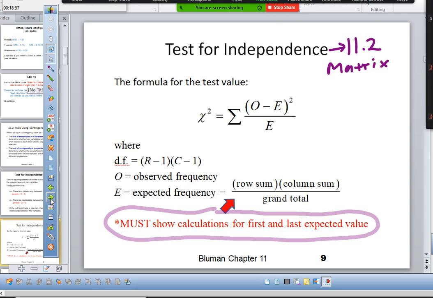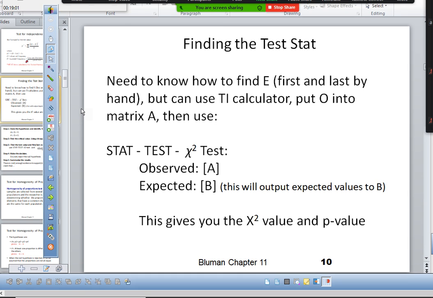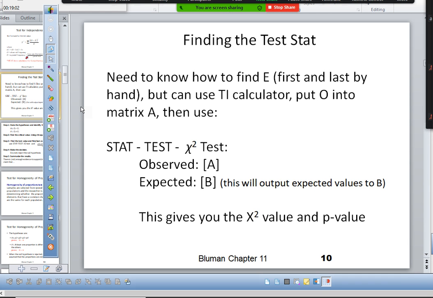Questions so far? Let me know. And then you can cheat and use the calculator for the rest of it to find your test stat. So you don't have to do it by hand for chi-squared matrix because there's a lot of them, right? There's going to be, like I said, between 6 and 12 of them.